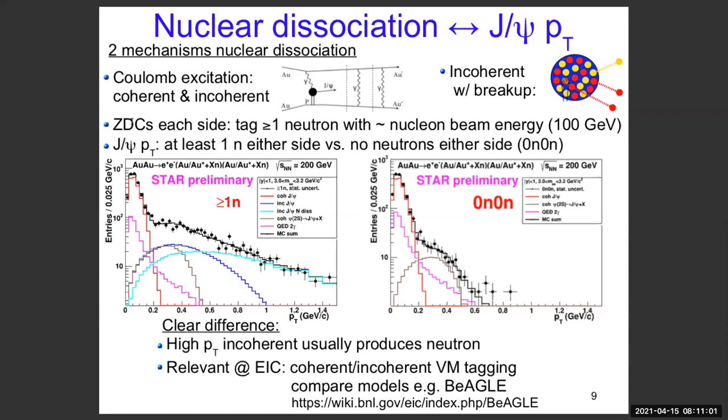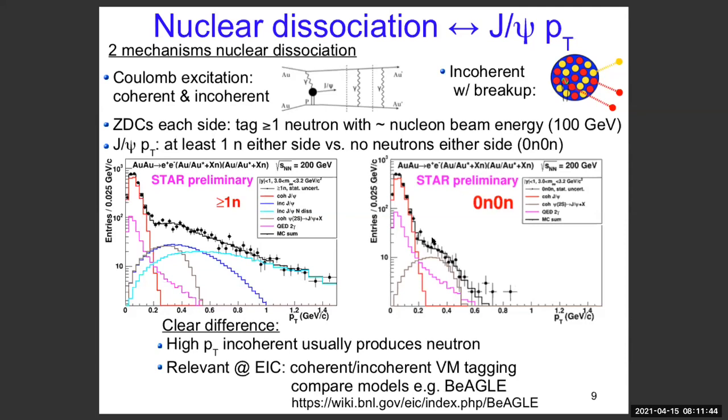Now, as I mentioned, we have 0-degree calorimeters, which can tag neutrons on either side of the beam, in either beam direction. They trigger on approximately the nucleon beam energy of about 100 GeV. Here I take the PT distribution that I showed earlier for the J-psi and break it into the category where there's at least one neutron on either side or where there are no neutrons at all. And you see a very big, clear difference: the high PT is usually produced incoherently, and all the tail is here. When there are no neutrons, most or all of the incoherent tail is eliminated.